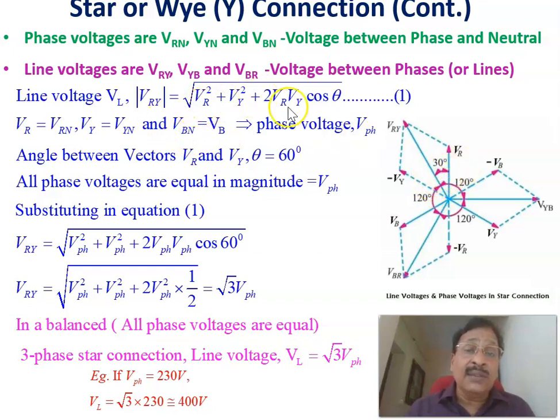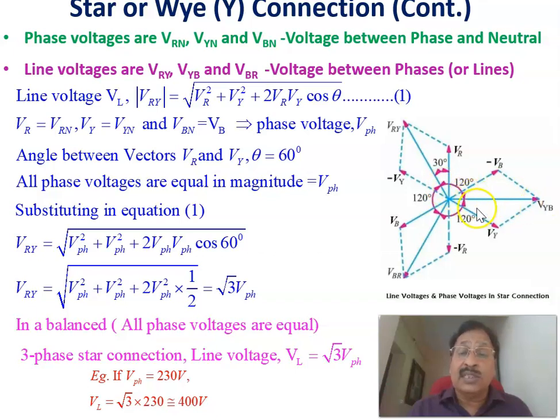Here VR, Vy and Vb are all phase voltages, V phase. Substituting this one, theta equals 60, Vry equals root of V phi square plus V phi square, both being equal magnitude, plus 2 V phi square into cos 60. Cos 60 equals 1 by 2. If you substitute that, we get root 3 V phi, so the line voltage Vry equals root 3 times the phase voltage. Therefore, in a star connected system, the line voltage equals root 3 times phase voltage.